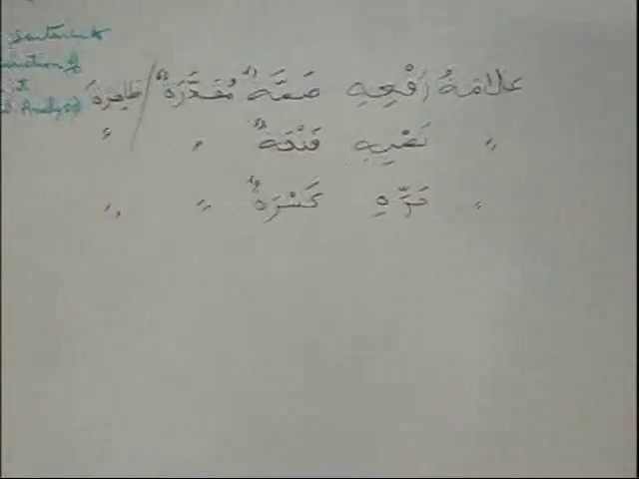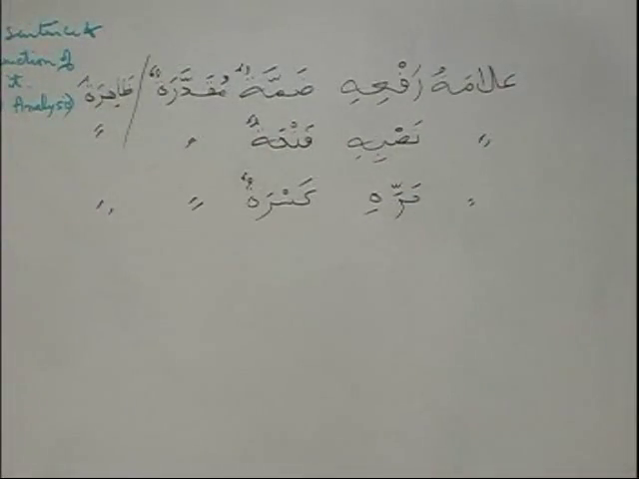If you can just repeat after me, each thing three times. Alamatu rafihi dammatun muqaddara. Or zahira. Next one. Alamatu nasbihi fatahatul muqaddara. Next one. Alamatu jarrihi kasratul muqaddara. One more time. Alamatu jarrihi kasratul muqaddara.